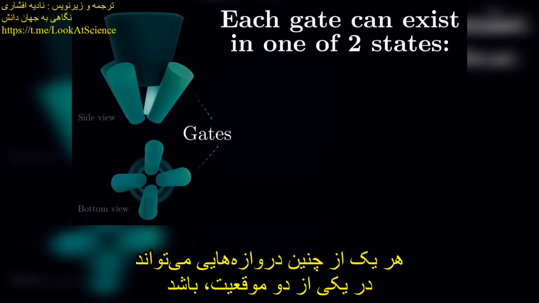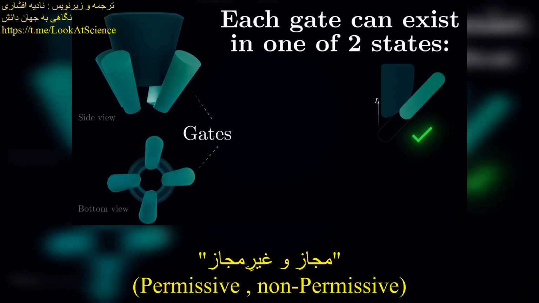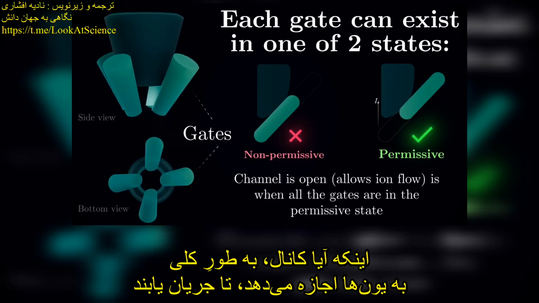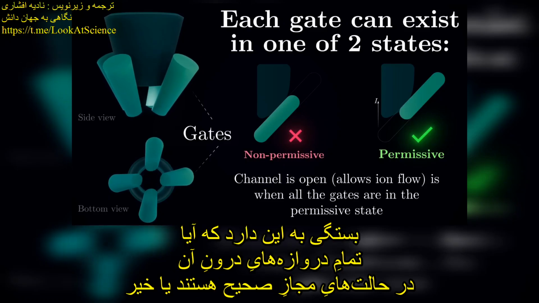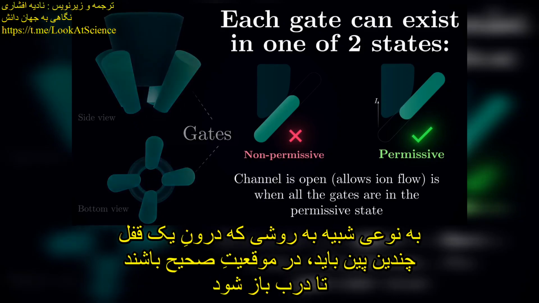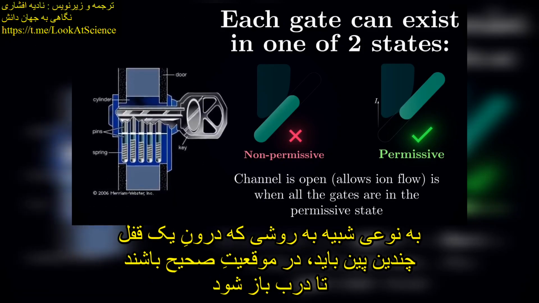But broadly, channel proteins have charged parts, let's call them gates, that move in response to the electrical field across the membrane. Each such gate can exist in one of two positions, permissive and non-permissive. Whether the channel as a whole allows ions to flow depends on whether all the gates inside it are in the correct permissive states. Kind of how inside a lock, multiple pins need to be in the correct position for the door to open. Let's call the probability of finding a given gate in its permissive position n.